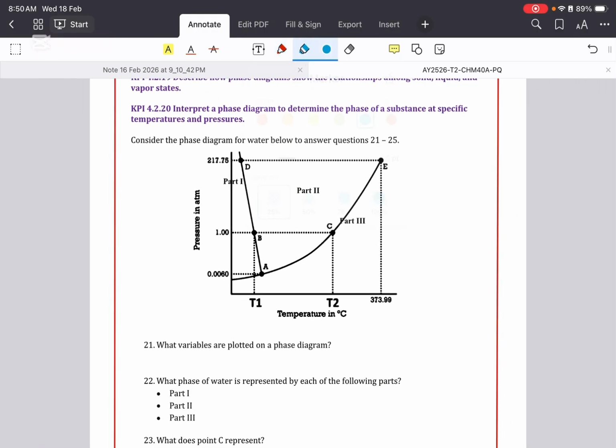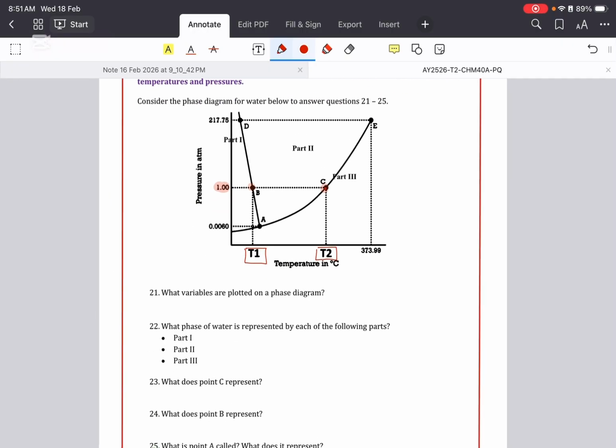I want to give you a piece of advice before you start giving any answer. Locate on the graph the 1 atmosphere. Locate the point of intersection of 1 atmosphere with the first curve and the point of intersection with the second curve. Because at 1 atmosphere, the temperature at the first intersection is the freezing point or melting point temperature, and the temperature at the other intersection, this one, is the boiling temperature.